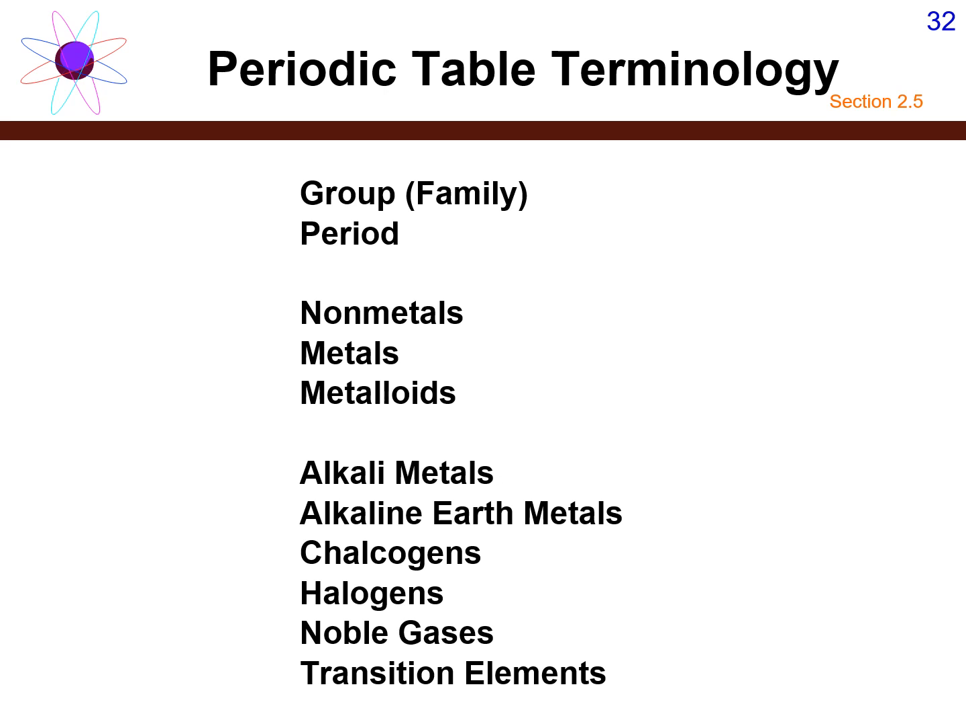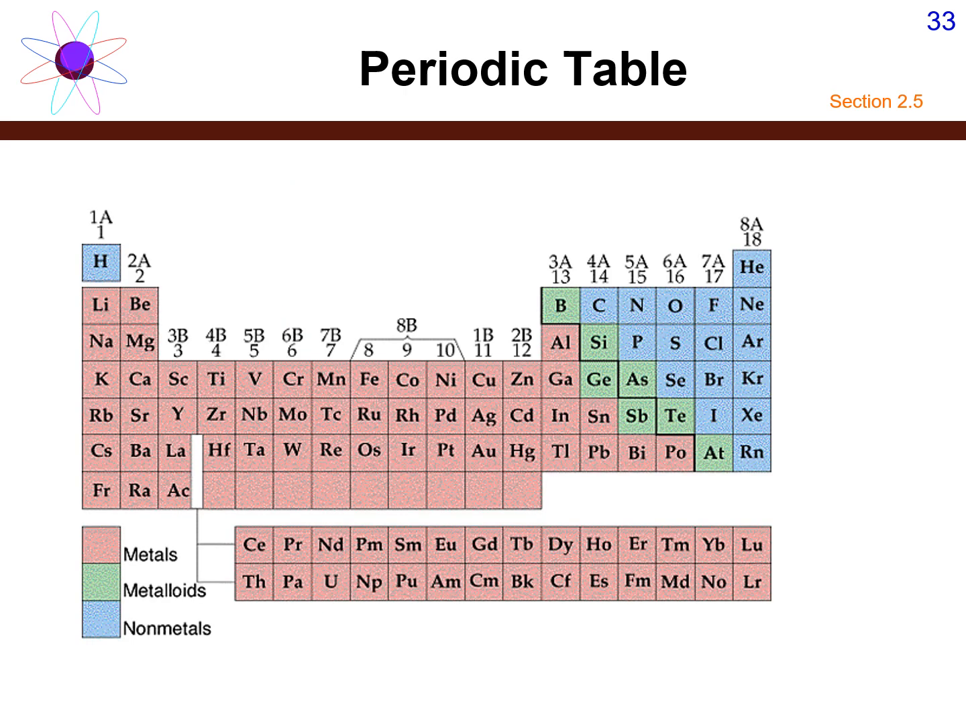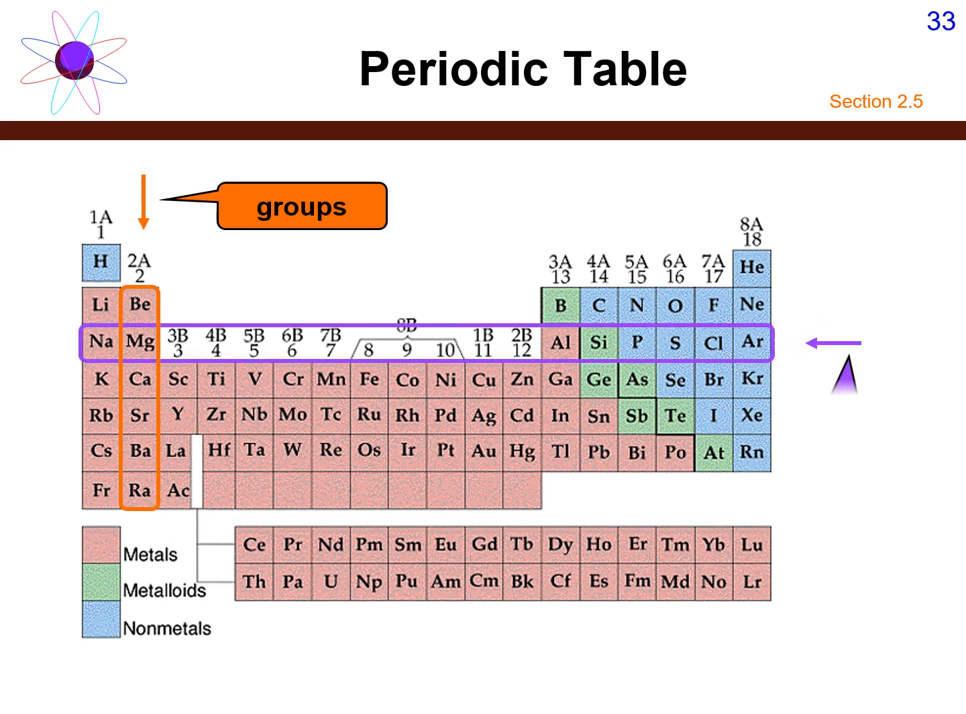Okay, now we're going to talk about the periodic table, and specifically how it's laid out and what the different parts are called. We have groups, sometimes called families, and periods. We've already talked in chapter 1 about nonmetals, metals, and metalloids, and now we're going to talk about alkali metals, alkaline earth metals, chalcogens, halogens, noble gases, and transition metals. So here's the periodic table. Groups are going to be our columns. Periods are going to be our rows.